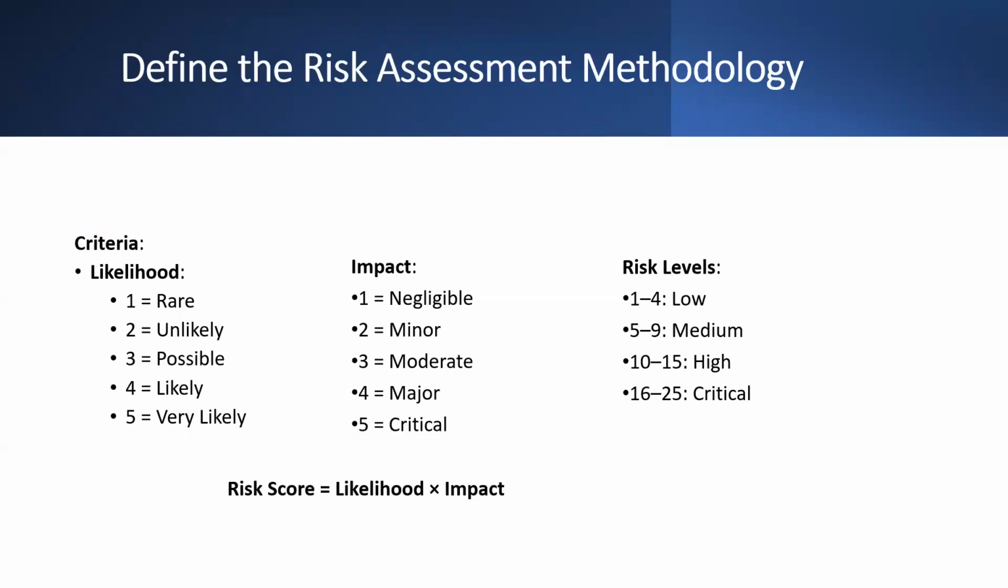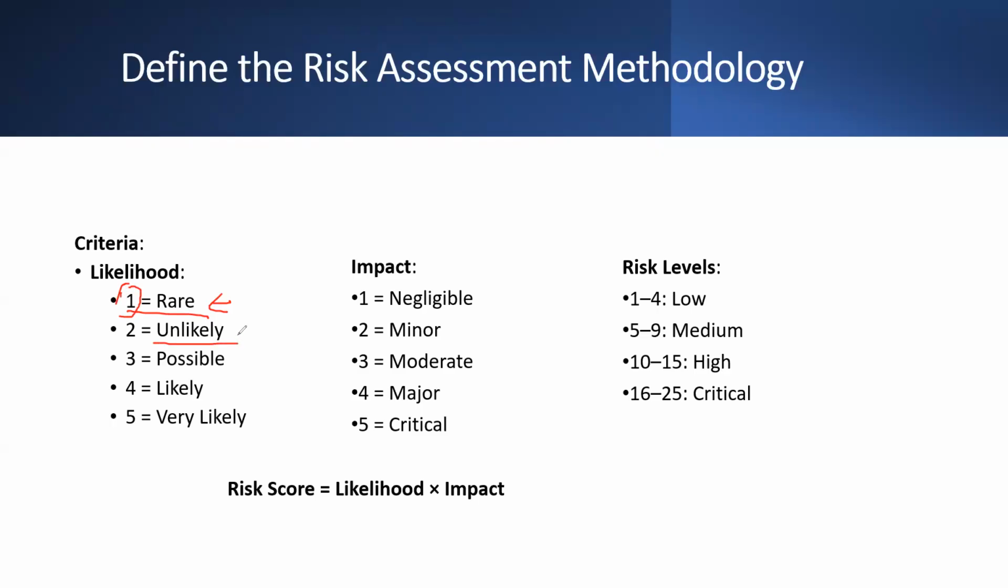So how have I scaled this likelihood and impact? Let's look into this. One is rare. Rare means the event is very rare, or you can say the event may happen once in a blue moon. So the likelihood will be rare, and we will keep it as one.